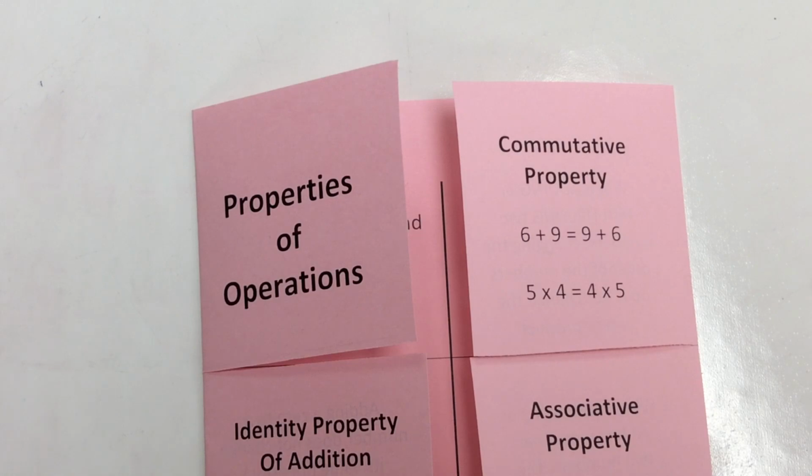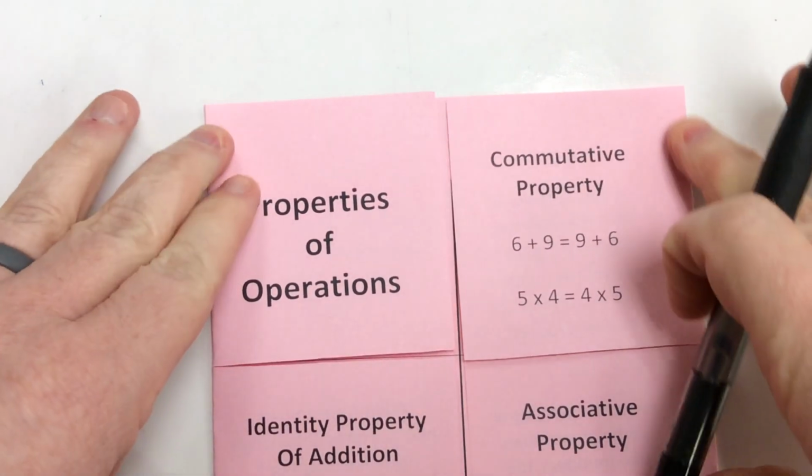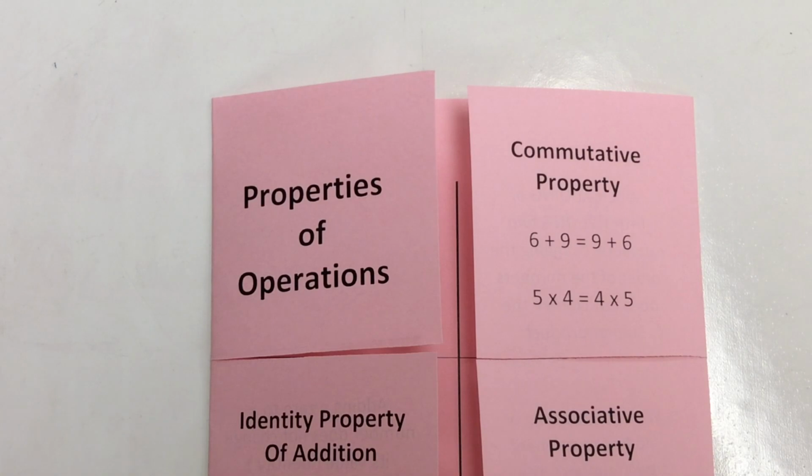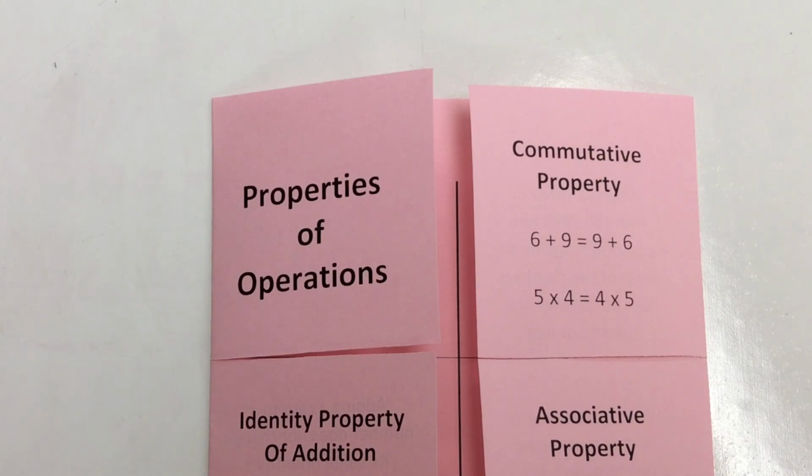Okay, so today's homework is over the properties of operations. We have several different properties, and what this does is give us a set of rules for how to tell if expressions are equivalent.